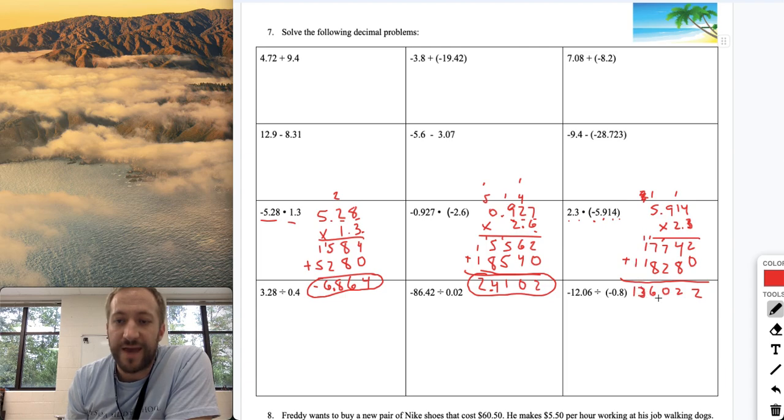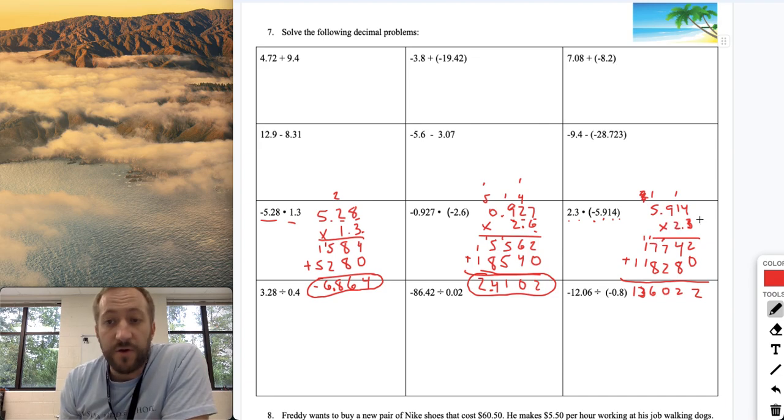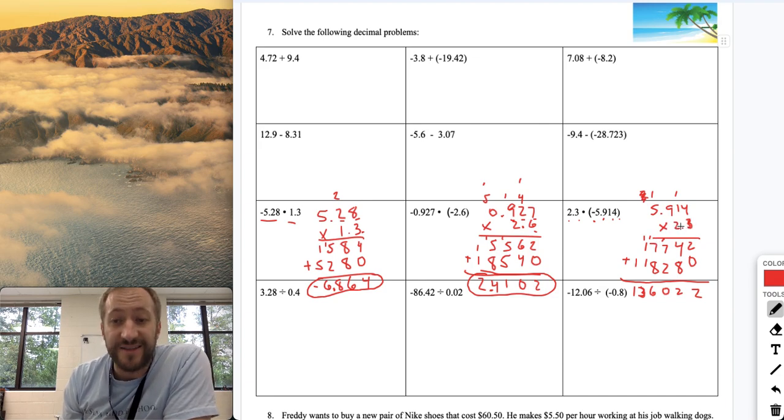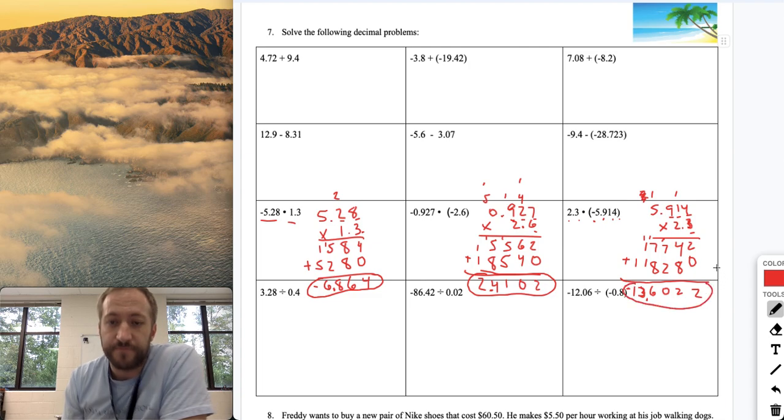Now I got to figure out where my decimal goes. I'm going to look at my problem, see how many numbers are behind a decimal in the problem. I got 1, 2, 3, 4 numbers behind the decimal in my problem. I want 1, 2, 3, 4 numbers behind the decimal in my answer. And I have a positive times a negative. That's going to give me a negative answer. That's what I'm looking for right there.